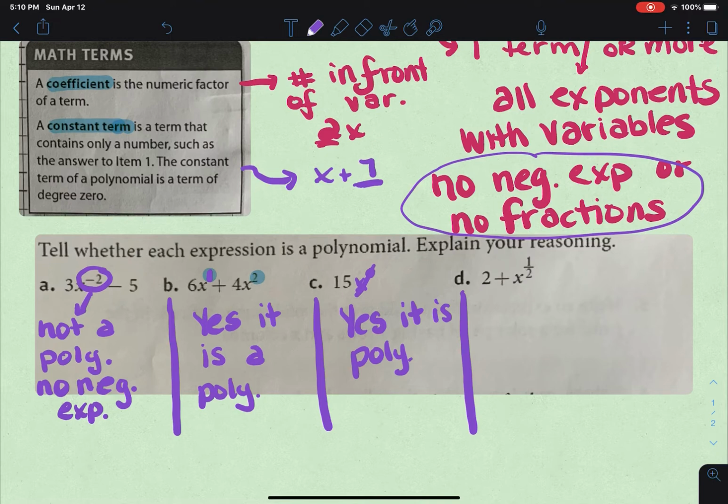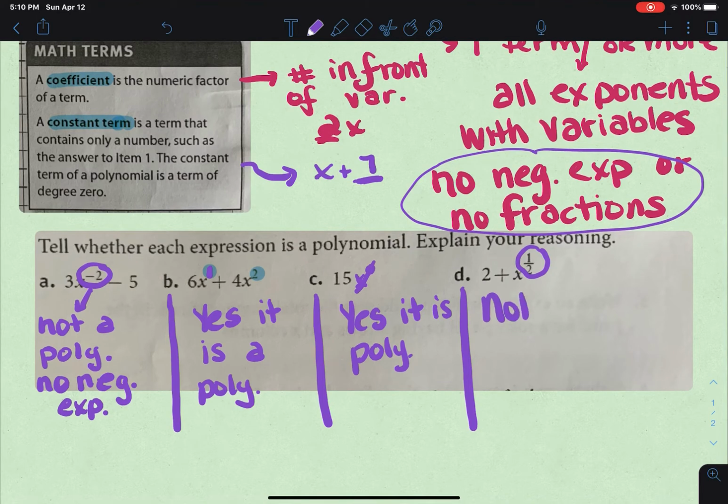Okay, the next one is 2 plus x to the 1/2. So there's our issue right there. I have an exponent that's a fraction. So this is not a polynomial, because there are no fraction values allowed for the exponent.